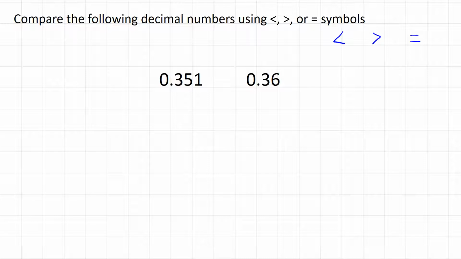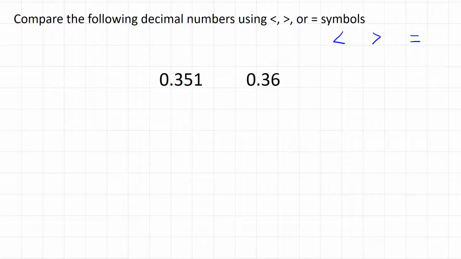So our two decimal numbers here for this first example are 351 thousandths and 36 hundredths. Well, when I first look at this, I would just go, hey, my first decimal number was to the thousandths, and my second decimal number is to the hundredths, so therefore the first decimal number is bigger. Well, that's not always the case, and in fact, in this question, it's not the case.